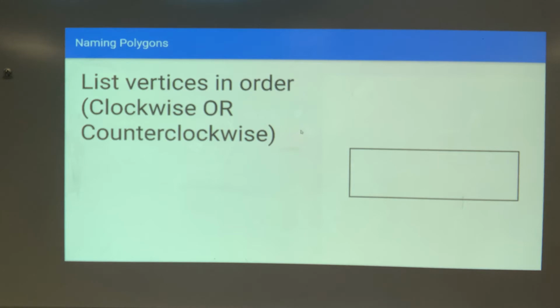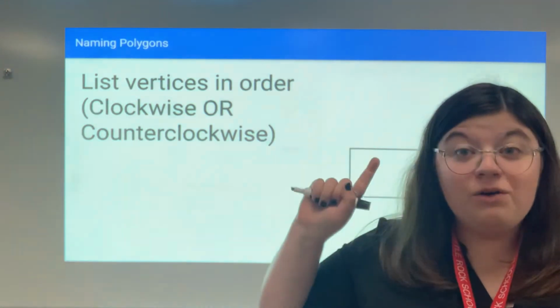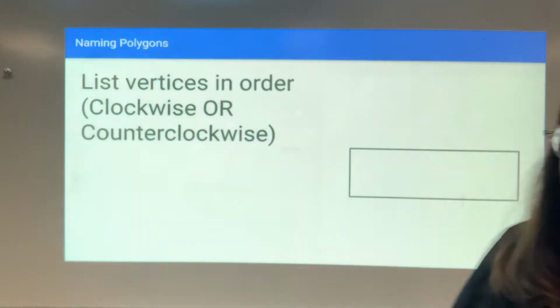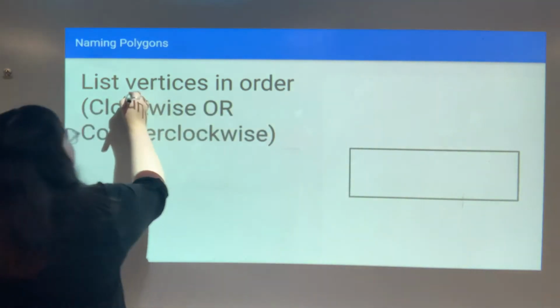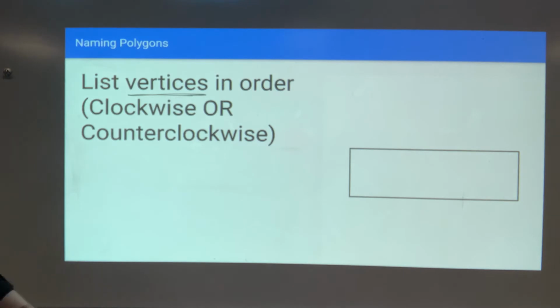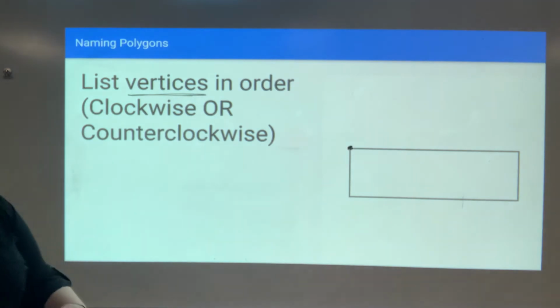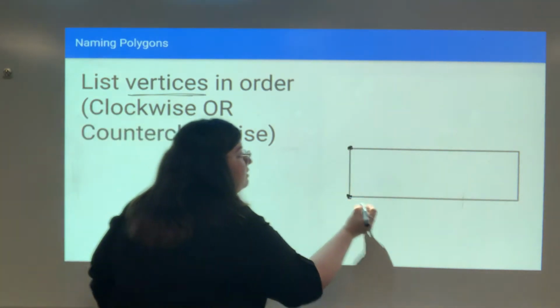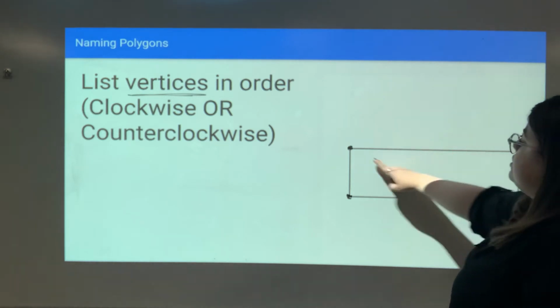All right, we've talked about naming line segments. We've talked about naming angles. Now, this is how you name polygons. You're going to list the vertices, okay? And I don't think I've said this before, but vertices are just the endpoints. So here's a vertex. It's where 2 segments meet, all right? Here's another vertex. It's a corner. Here's a vertex, here's a vertex. You're going to list those vertices in order, and then you can choose clockwise or counterclockwise. Again, these are just points.